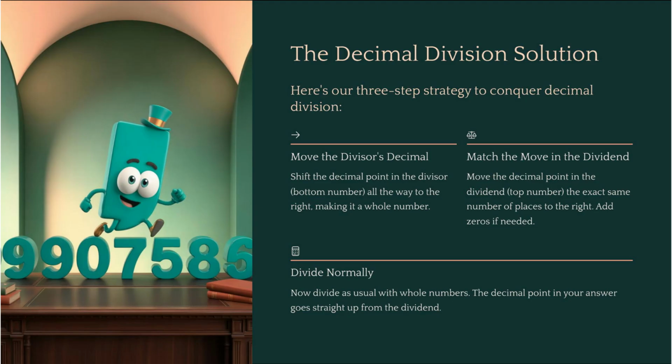To eliminate the decimal in the divisor, we use the shift and match technique. Step 1. Move the decimal point in the divisor all the way to the right to make it a whole number.